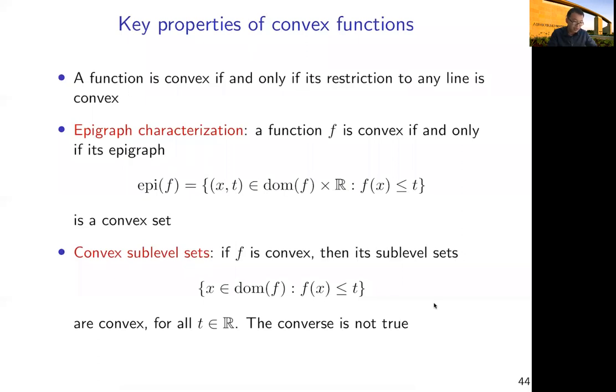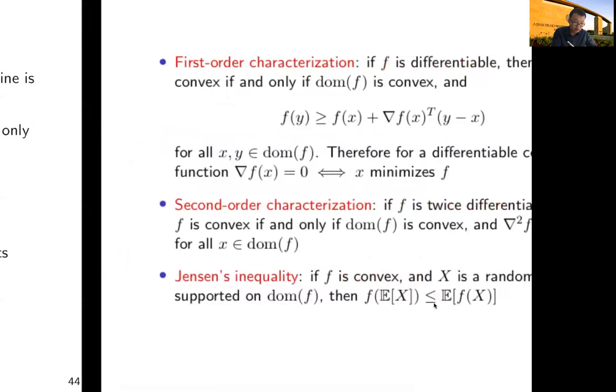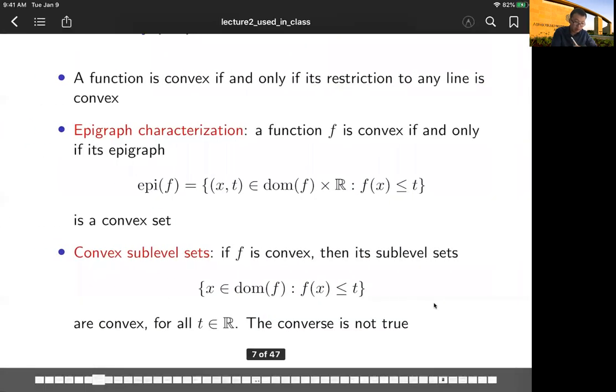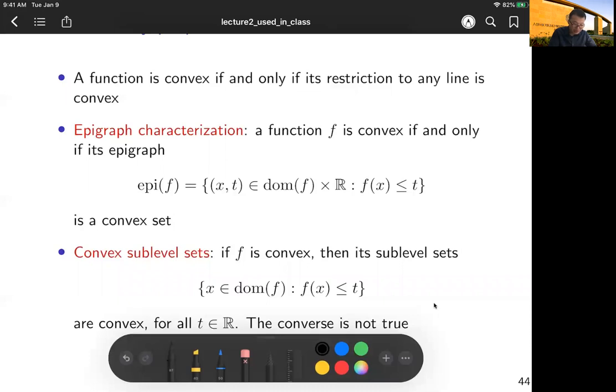We can also characterize this in a slightly different way using the definition of a convex set. We can say that a function is convex if and only if its epigraph is convex. So what is an epigraph? Let me visualize it with just a quick example. Okay, so let's consider this function. Is this function convex? Okay, so it's not convex.